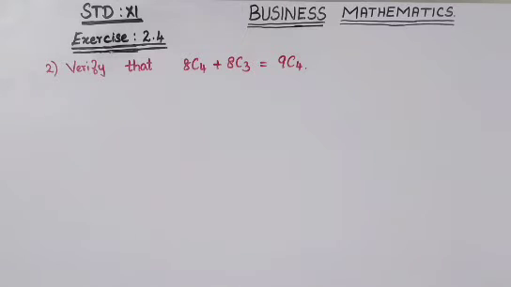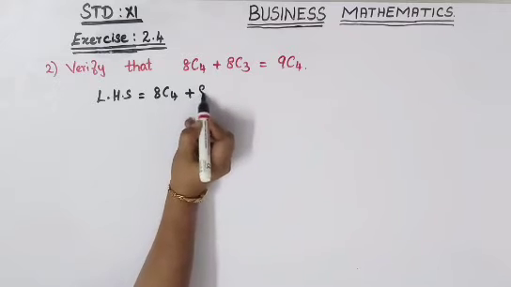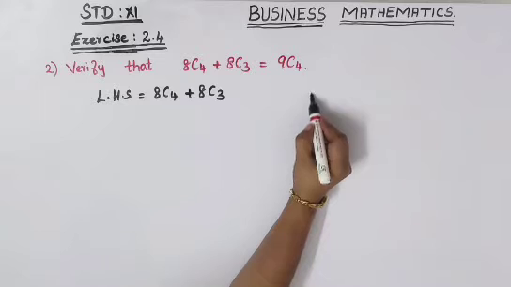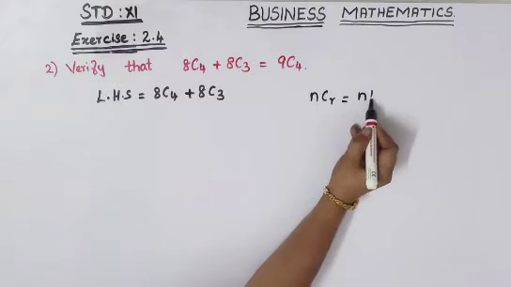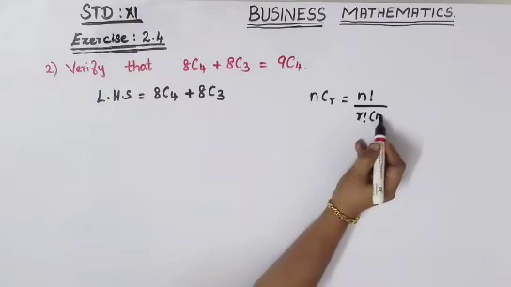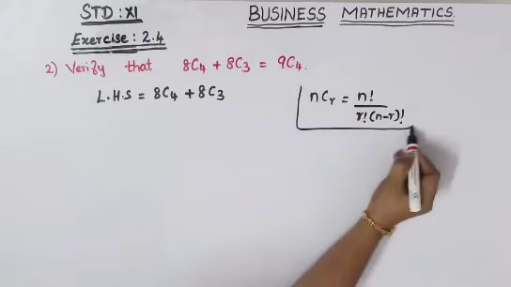Second question: verify that 8C4 plus 8C3 is equal to 9C4. We'll take the LHS first. LHS is equal to 8C4 plus 8C3. Either you can write your nCr formula, that is nCr is equal to n factorial divided by r factorial into (n minus r) factorial. This formula you can use.